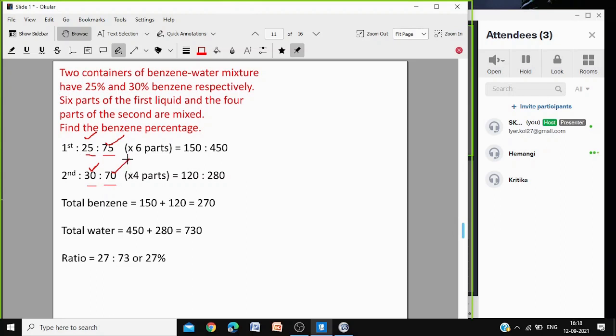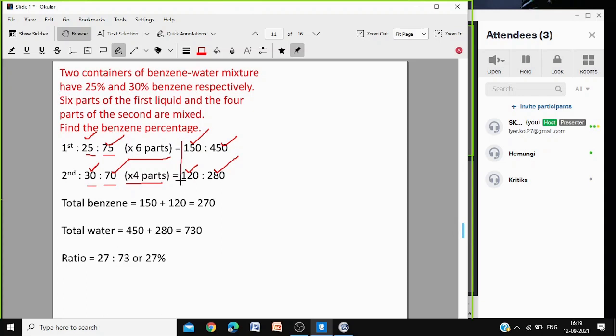Here you are taking 6 parts. So when you take 6 parts, benzene will be 25 into 6, 150 in proportion, and 75 into 6, 450 will be the second component. Here you are taking 4 parts. So 30 into 4, 120 benzene, and 70 into 4, 280 the other component.